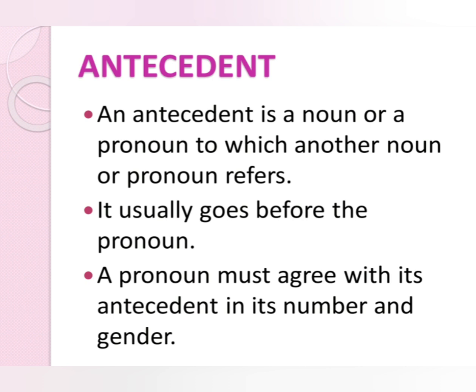The next is antecedent. An antecedent is a noun or a pronoun to which another noun or pronoun refers. It usually goes before the pronoun. A pronoun must agree with its antecedent in its number and gender. Let's understand this with some examples.